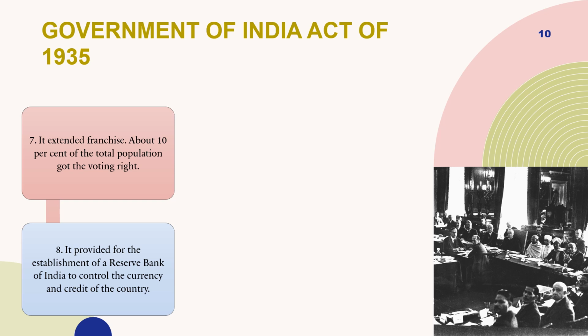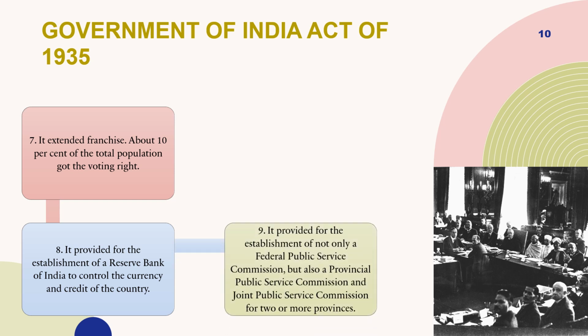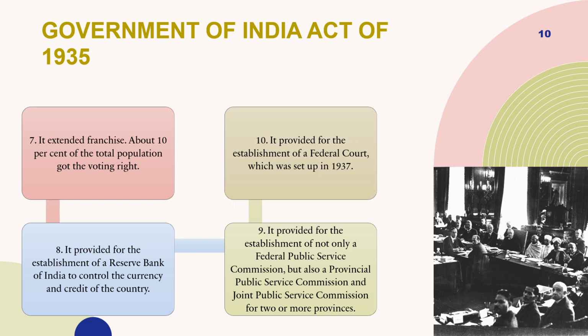And it provided for the establishment of not only the Federal Public Service Commission but also a provincial and a joint public service commission for 2 or more provinces. It provided for the establishment of a federal court which was set up in 1937.